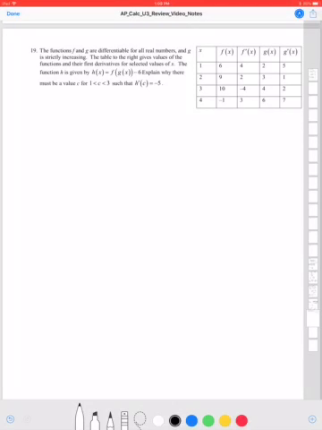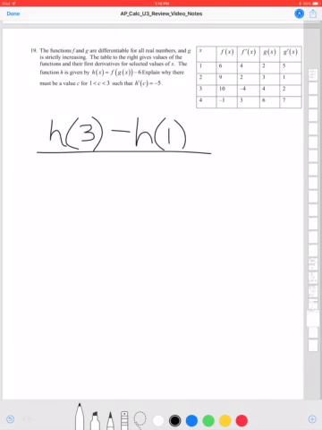So we need to somehow prove that the derivative has to be negative 5 somewhere. Well, the only way to do that is to find the average rate of change. If the average rate of change is negative 5, then that means somewhere in between, according to the mean value theorem, the instantaneous rate of change must also be negative 5. So to find the average rate of change, we need h of 3 minus h of 1 over 3 minus 1.